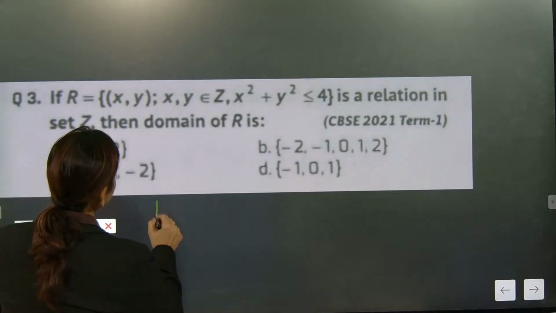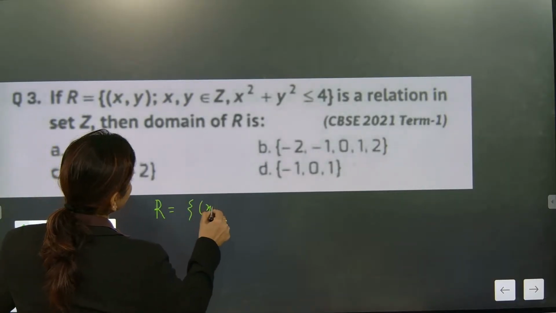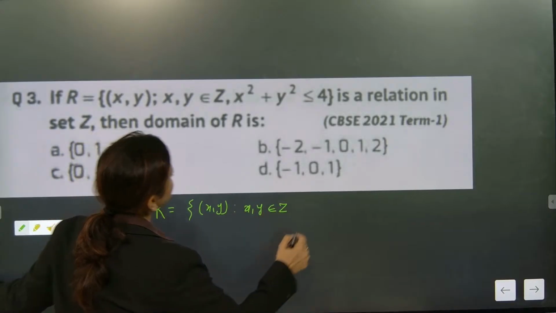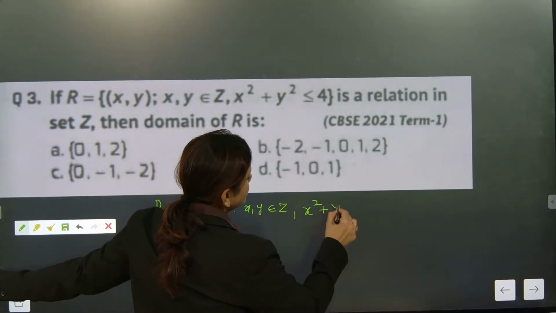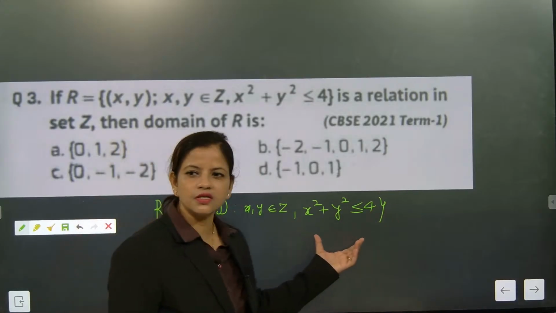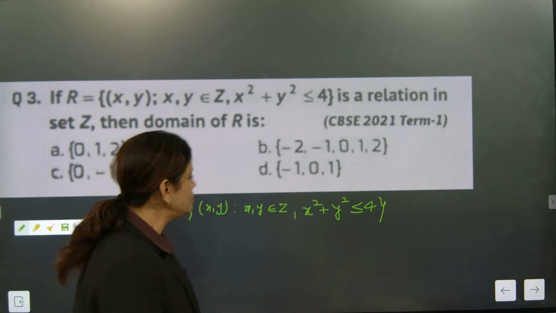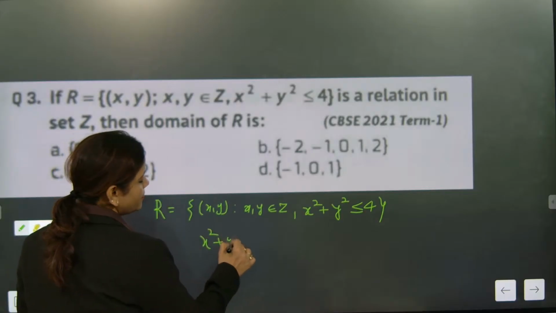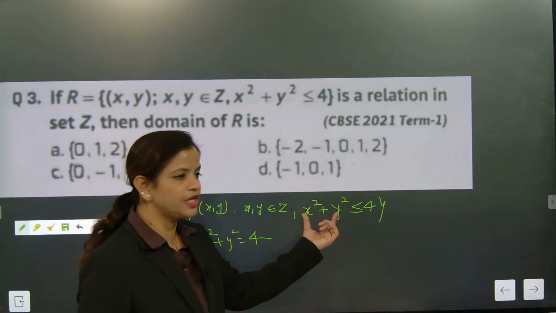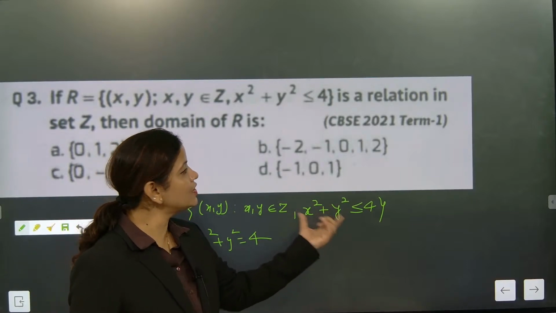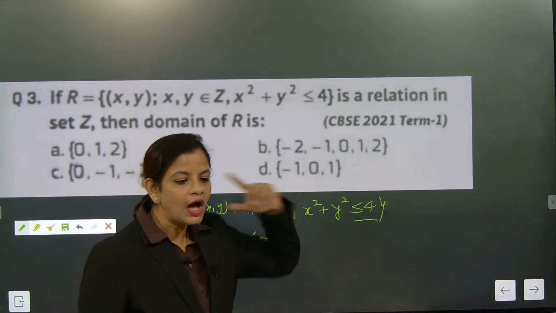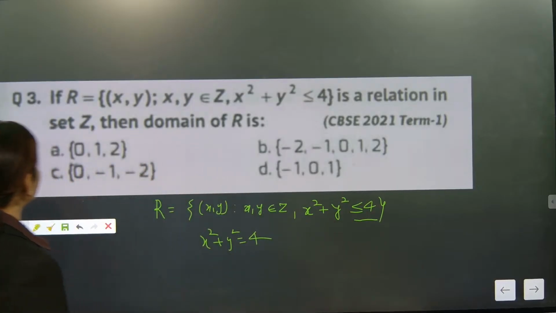See, look here. Our relation is coming as (x, y) such that x, y belong to Z and x square plus y square is less than or equal to 4. Who cares about less than or equal to 4? First we will make it equal to 4. So what we will write? x square plus y square is equal to 4. Whatever value you are substituting should be less than or equal to 4. So how are we going to analyze this in the brain?